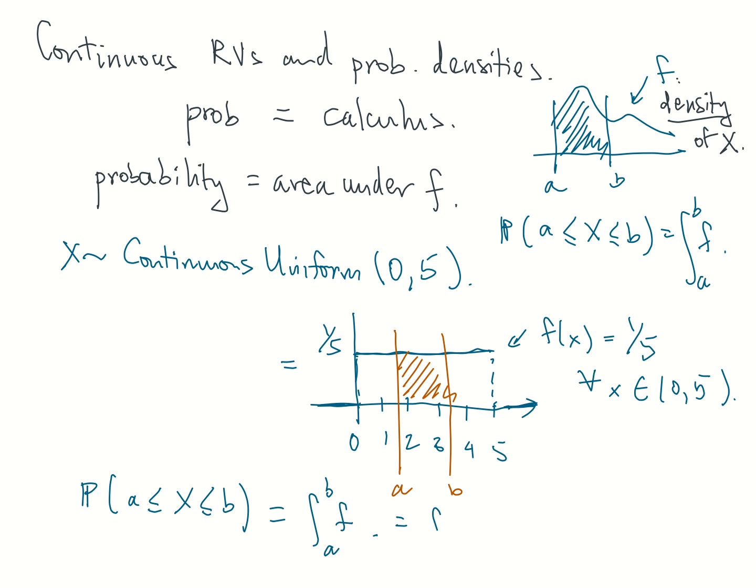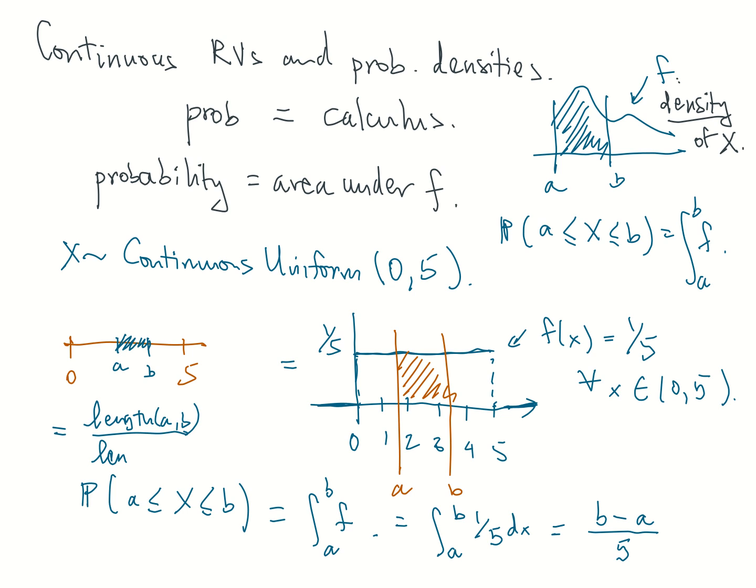Because f is a constant, this expression simplifies to b minus a divided by 5. And this checks out with our intuition that the probability that a uniformly chosen number between 0 and 5 falls into some interval ab should just be the length of that interval, which is b minus a, divided by the length of the big interval, which is 5.